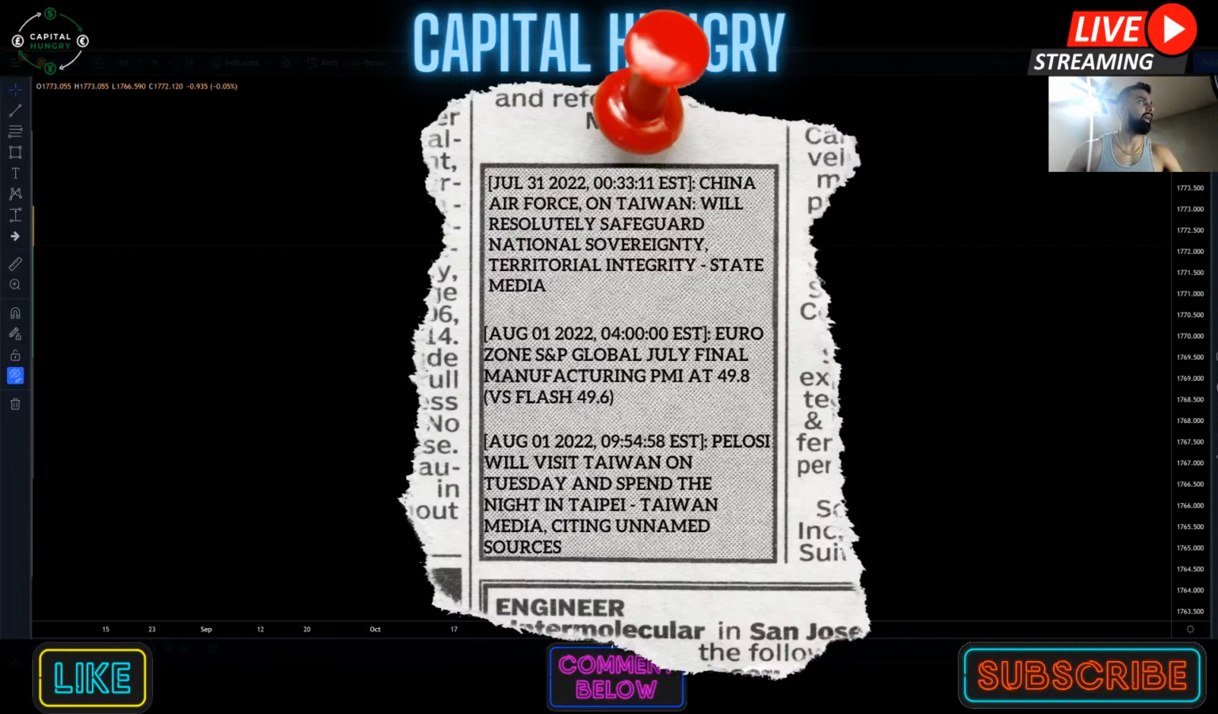And the headline today around New York session 10 a.m. Eastern, Nancy Pelosi will visit Taiwan on Tuesday and spend the night, Taiwan media reports, and we're going to see if that brings any uncertainty. It's going to be fun. You know what I mean? If she does cause some trouble over there, if she does poke the bear, which is China, if she does cause some instigations, then we'll have some market fear.